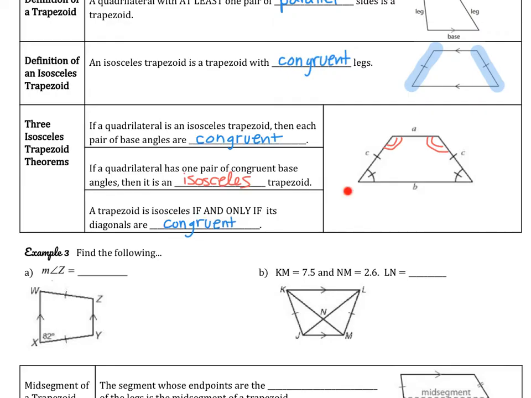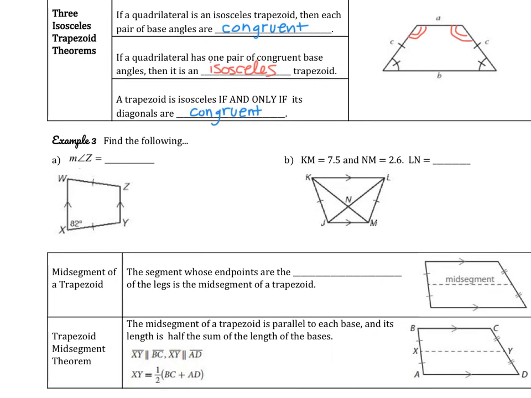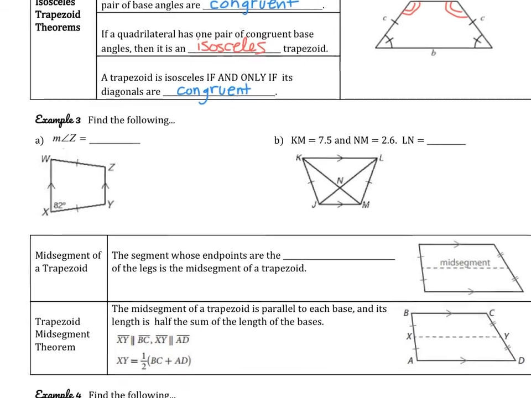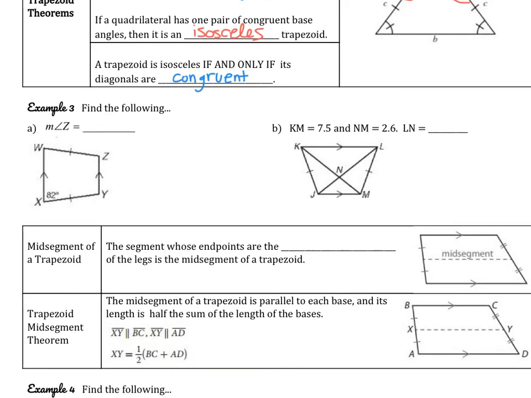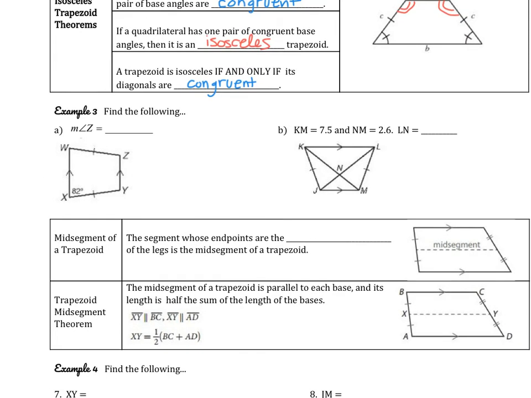So if the diagonals are not congruent, then it is definitely not an isosceles trapezoid. So we're going to see if we can use these theorems to help us solve the following problems. In part A, I know that this is a trapezoid because I have two parallel lines, and I actually know that this is an isosceles trapezoid as well. Again, we know it's an isosceles trapezoid because we can see that the two legs are congruent.